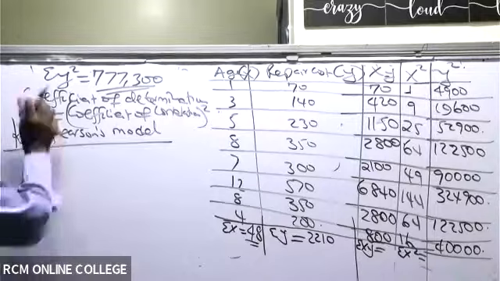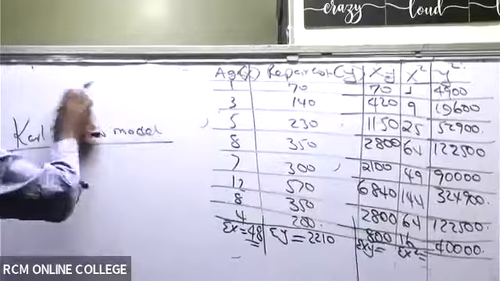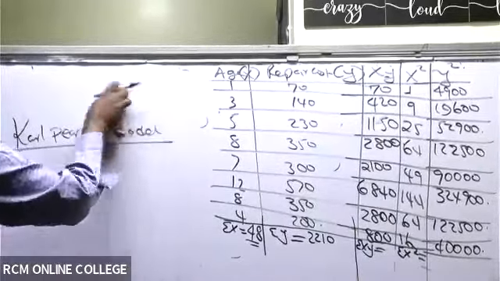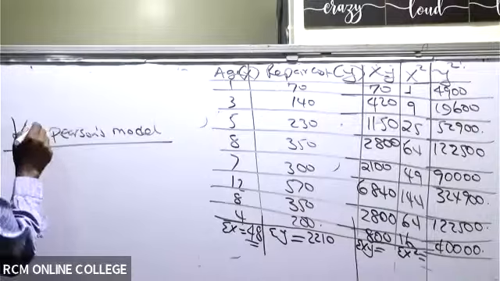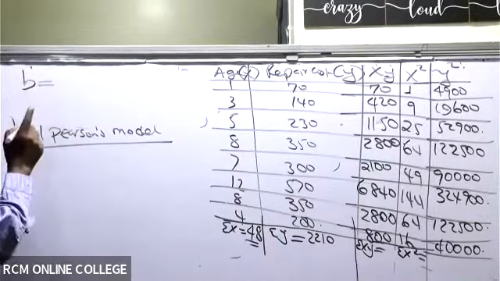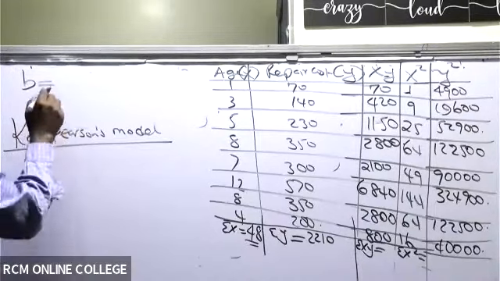The person who taught me this long time ago, over 25 years ago, of course, that means that I can't be a generation Z. The person who taught me this told me that for you to be able to remember the Karl Pearson's, always start by remembering the formula of B. When you remember the formula of B, then the Karl Pearson's correlation model will be very easy.